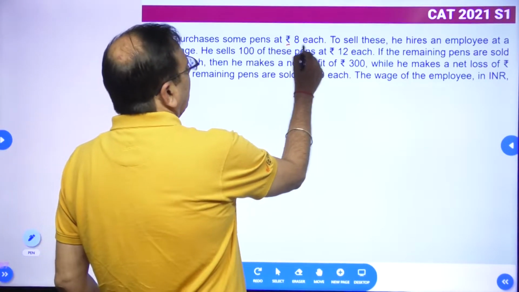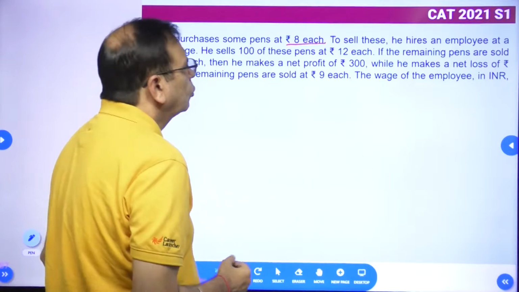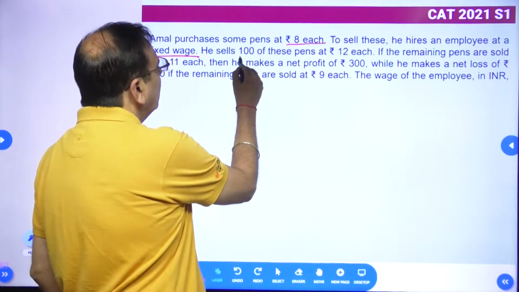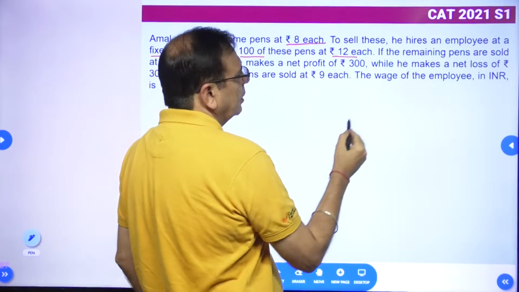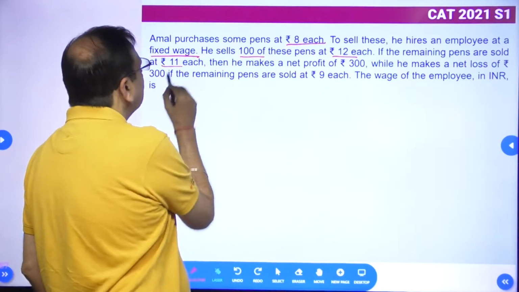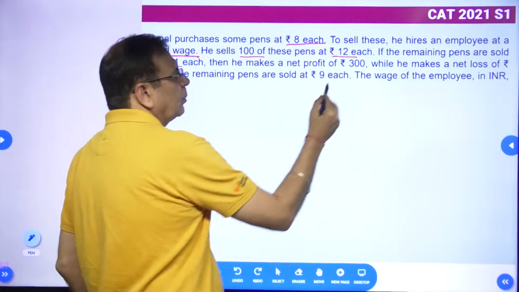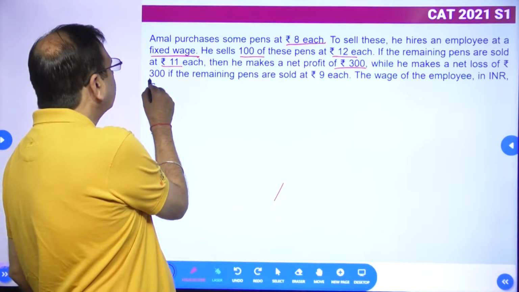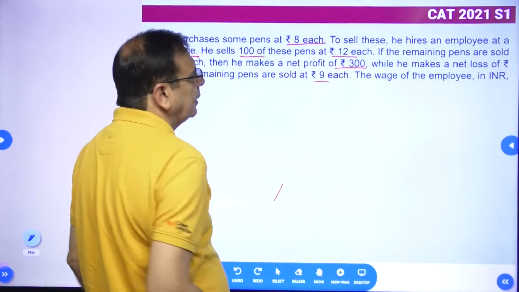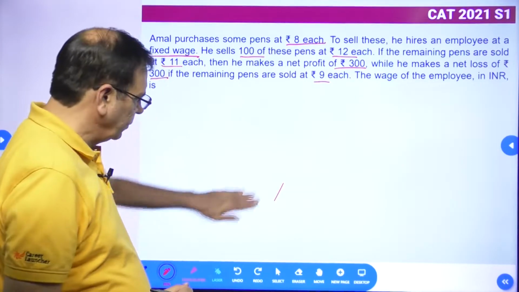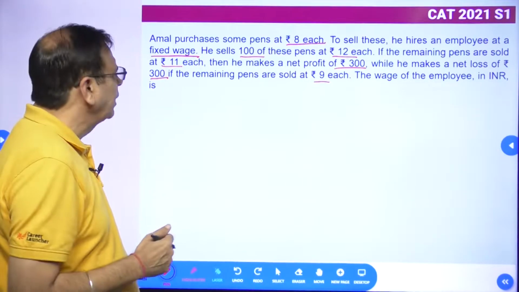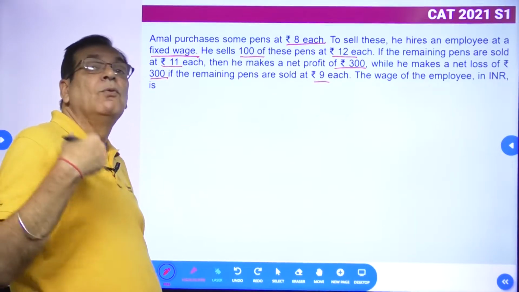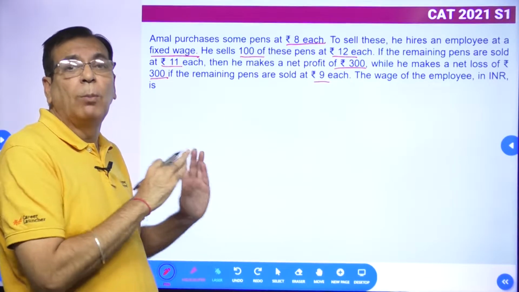Amal purchases some pens at rupees 8 each. To sell these, he hires an employee at a fixed wage. He sells 100 of these pens at rupees 12 each. If the remaining pens are sold at 11 each, then he makes a net profit of rupees 300, while he makes a loss of 300 if the remaining pens are sold at 9 each. What is the wage of the employee? We can assume the wage of the employee and look at this, but there's something critical which I'll come back to in a little while, which will help you save time if you are observant enough.